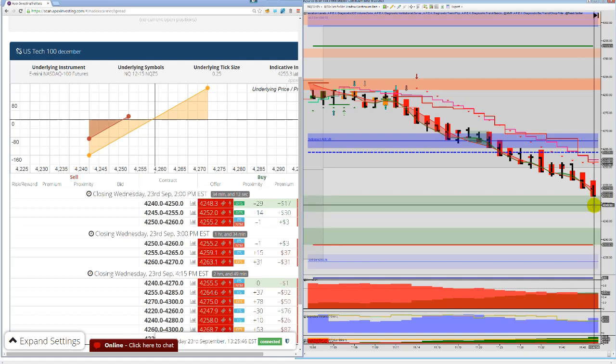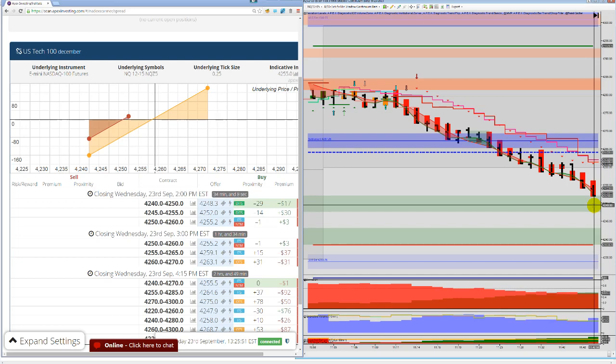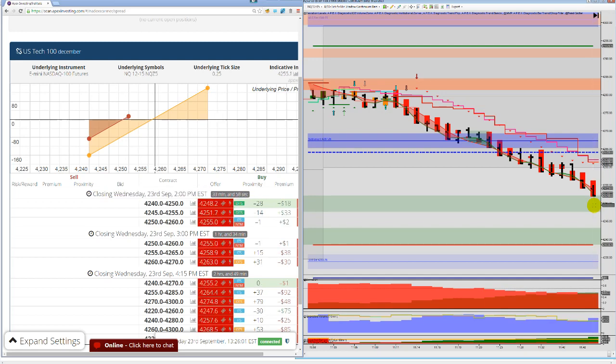Who can tell me yes or no? Let's make this really participatory. Yes or no? Would you buy right now? No. Why not? Why wouldn't you buy? The bars are red. Okay.